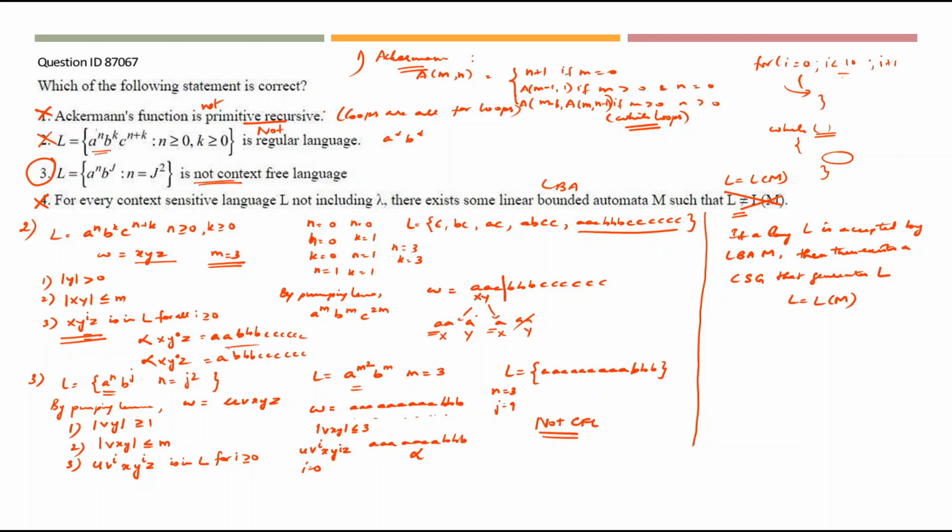So from this we can say the language a^n b^j, where n is equal to j squared, is not context free language. This is the only right statement out of these 4 options.